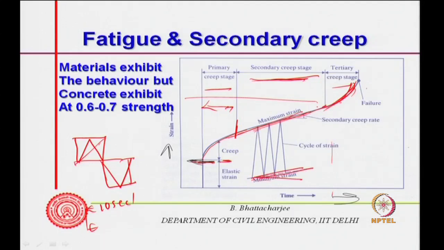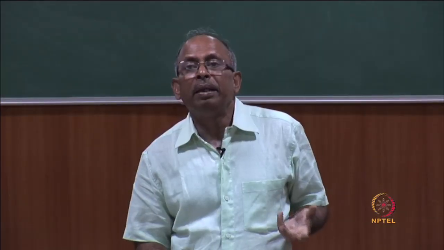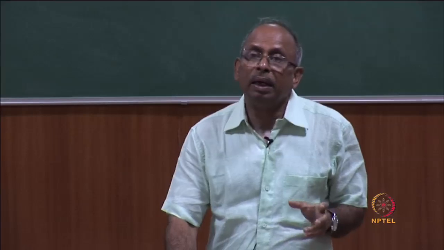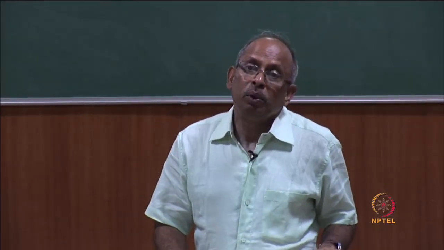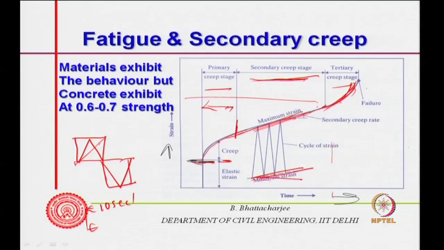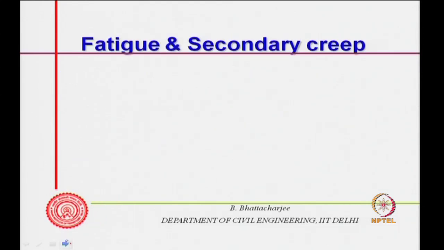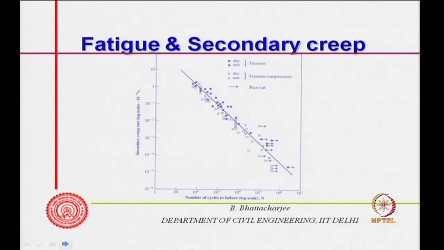The slope of this line is somewhat related to the secondary creep strain. Therefore, one can relate the fatigue strength, or the number of cycles it can withstand, to the secondary creep rate, which is strain per unit time. Experimentally, people have tried to find this out for concrete as well, in tension or tension and compression, for various kinds of materials. The number of cycles to failure, on a log scale, 10 to the power 7, 10 to the power 6, etcetera, is related to the secondary creep rate, also in log scale.